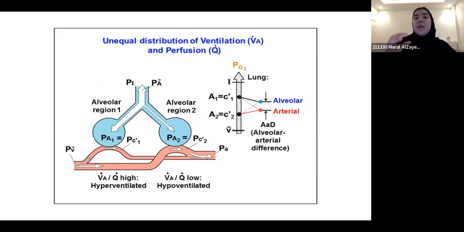What does this mean? It means low VQ ratio. And what did we say with low VQ ratio? The partial pressure of oxygen will be low. So do you see the dots here and here? This is what we just mentioned. Is that clear for you so far?